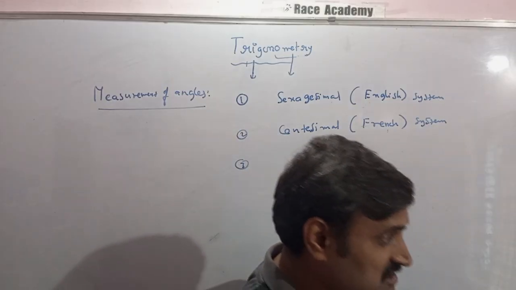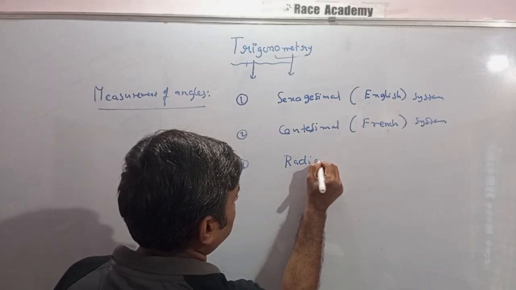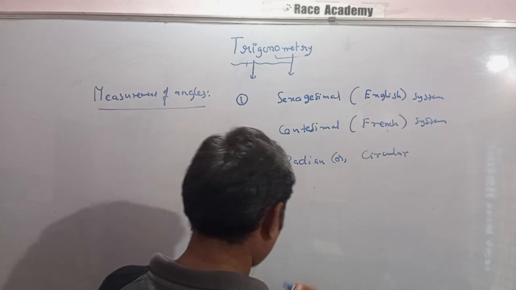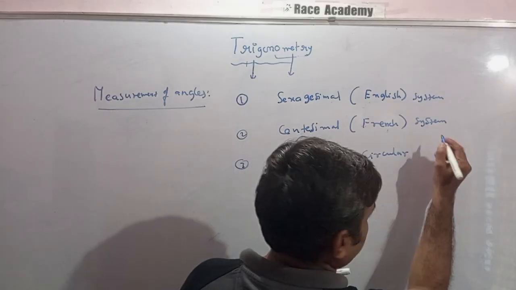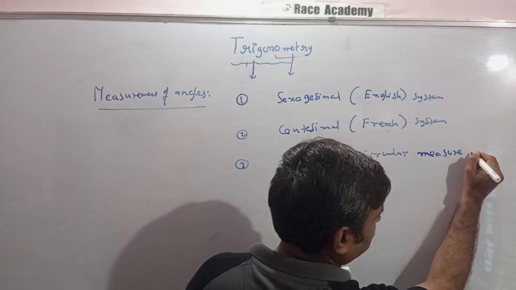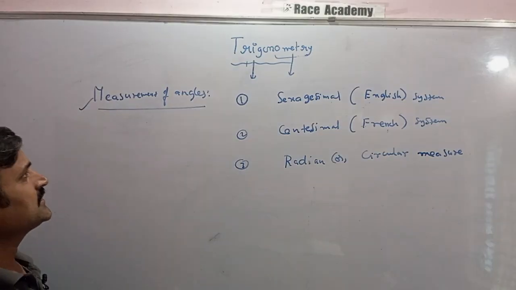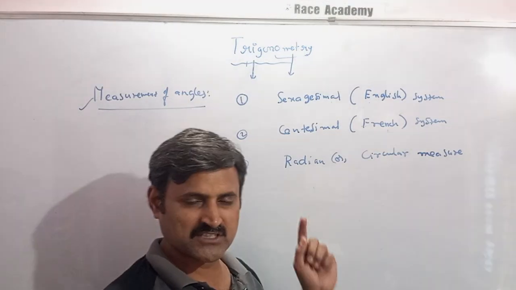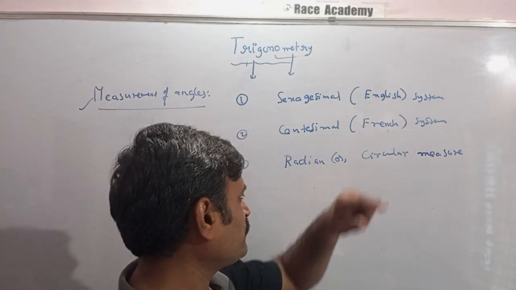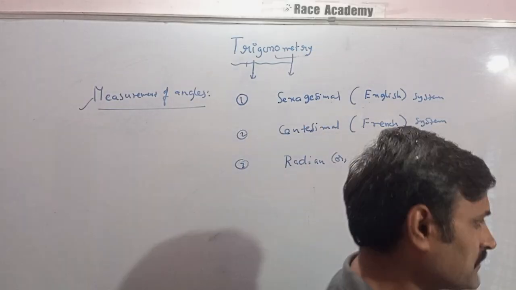Another one is the radian or circular measure, the radian measurement or circular measurement system. These are the three important names. For the measurement of angles, one system name is the sexagesimal system, the English system. Another one is the centesimal system, the French system. The third one is the radian or circular measurement system.